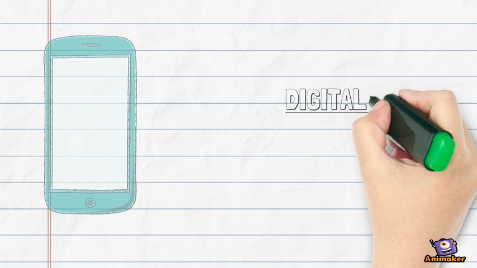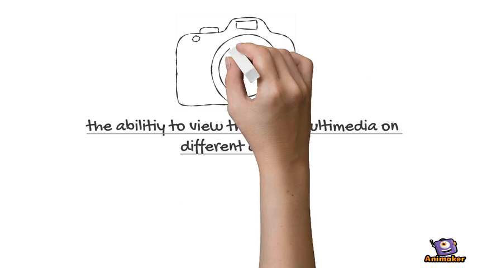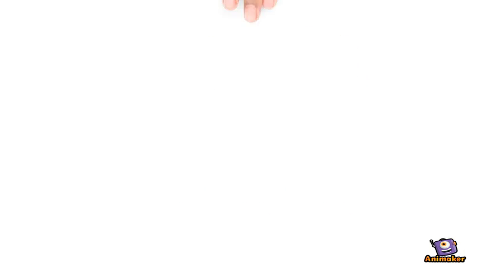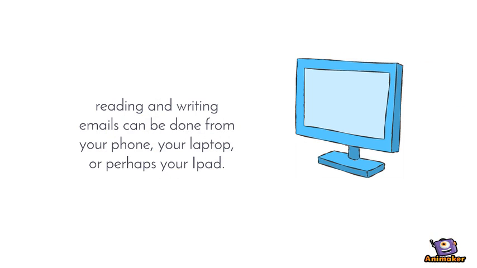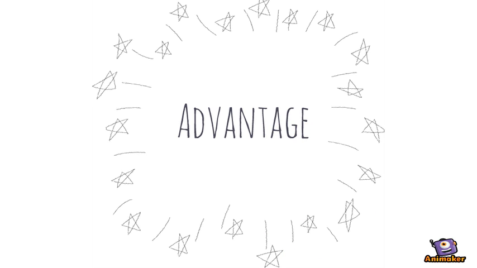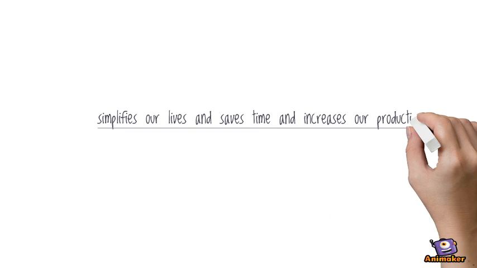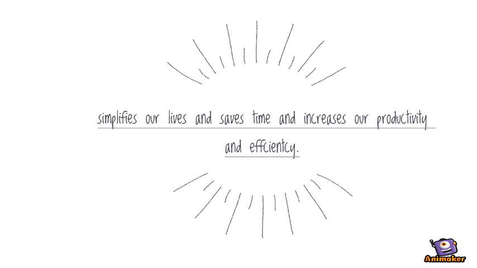Digital convergence. What is digital convergence? The ability to view the same multimedia on different devices. For example, reading and writing emails can be done from your phone, your laptop, or perhaps your iPad. An advantage of digital convergence is it simplifies our lives, saves time, and increases our productivity and efficiency.